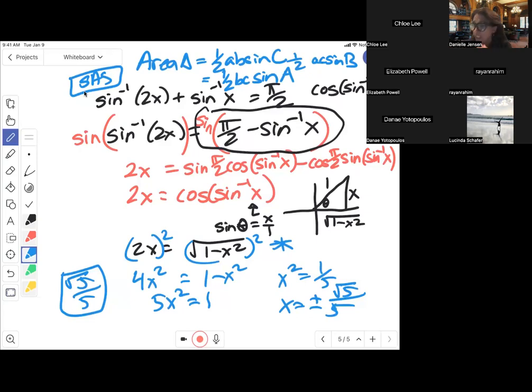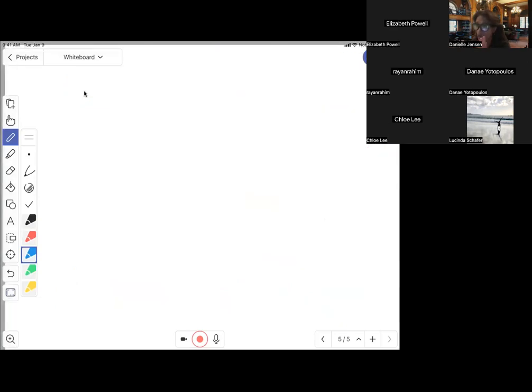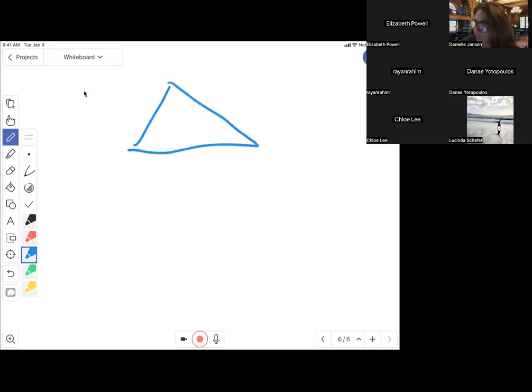SSA is the only type of information that can ever have two triangles. So if you're getting two triangles for something else, something's wrong. There can only be two triangles for SSA. So for example, I'll try to see if I can quickly do this.